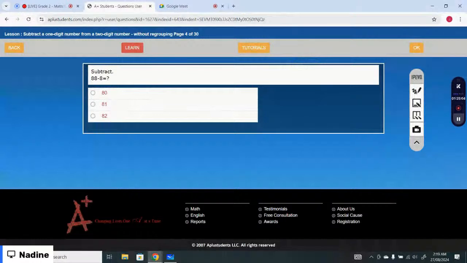The next one is 88 take away 8. So which is the correct option? Eighty-eight take away 8 is 80. Option number 1 is the correct option.